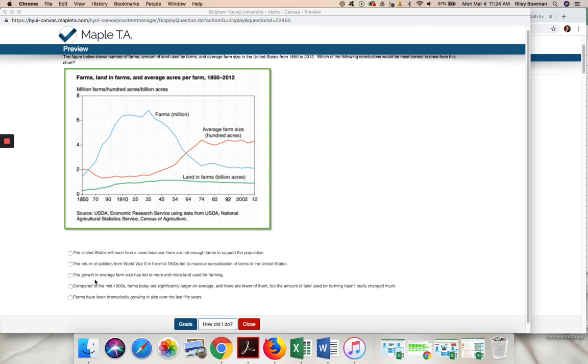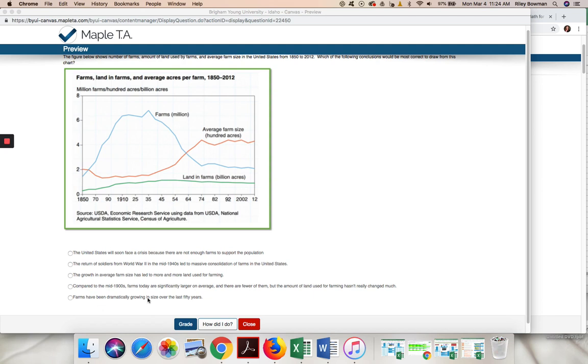The next one is the growth in average farm size has led to more and more land used for farming. We can see there was a little bit here, but really it stayed rather consistent for a very long time. For 100 years it stayed pretty consistent in the land used for farming. I'm going to skip this one for now and go to the last one.